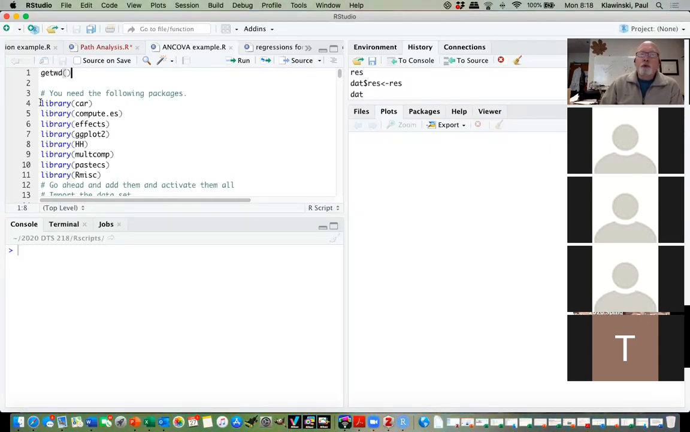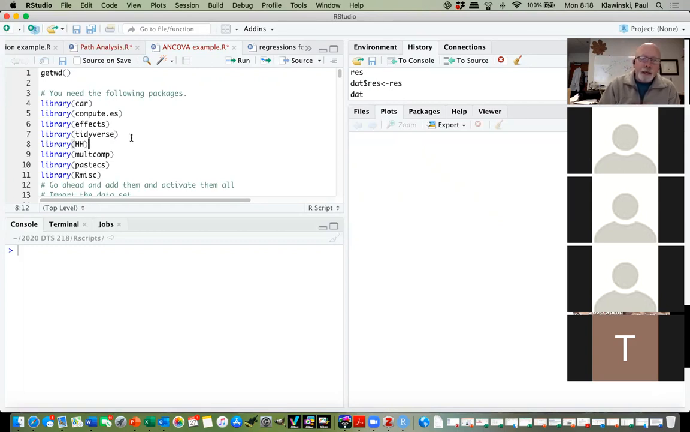But the packages that you would normally want for an analysis of covariance are the car package. Compute.es and effects are two packages that are used to calculate effect sizes. And they're necessary in here because I'm interested in calculating effect sizes to make some graphs that we make. ggplot2, of course, you could replace this nowadays with tidyverse, because ggplot2 is now a part of tidyverse. So you can just load the whole thing and be done with it.